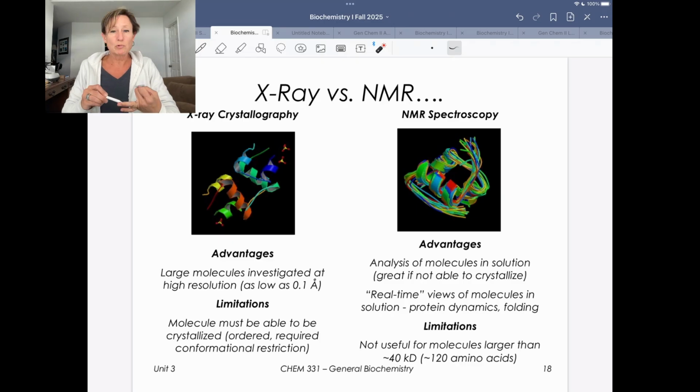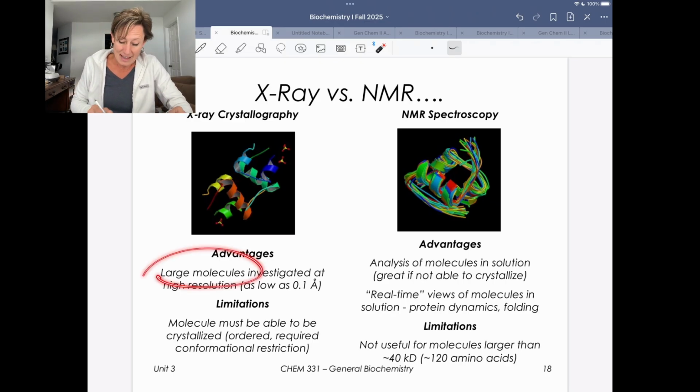You conformationally restrict a protein. Hopefully that rings some alarm bells. That's entropically unfavorable, to make a large molecule sit still. But again, if you have a large molecule, that might be the only way to get a structure from it.